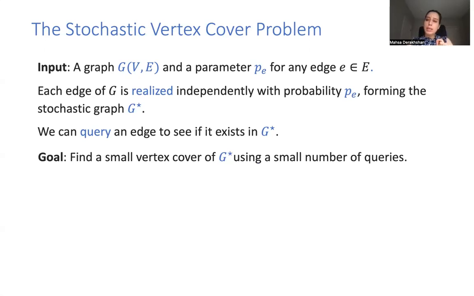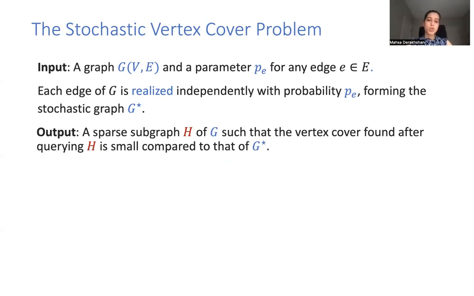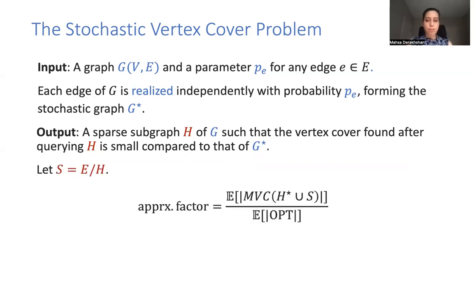Now, to make sure that the solution that we output is a valid vertex cover, we have to cover any edge that we don't query. Because if we don't do that, there's a chance that that edge is realized and the solution that we output will not be valid. So to put the problem differently, our goal here is to take a sparse subgraph H of the base graph, such that after we query this H and find this minimum vertex cover, it's a good approximation.